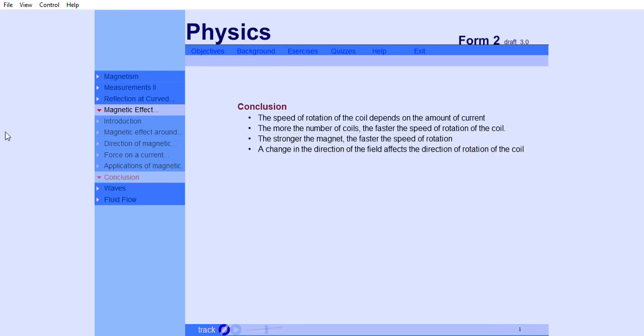Conclusion. The speed of the rotation of the coil depends on the amount of current. The more the number of coils, the faster the speed of rotation of the coil. The stronger the magnet, the faster the speed of rotation. A change in the direction of the field affects the direction of the rotation of the coil.